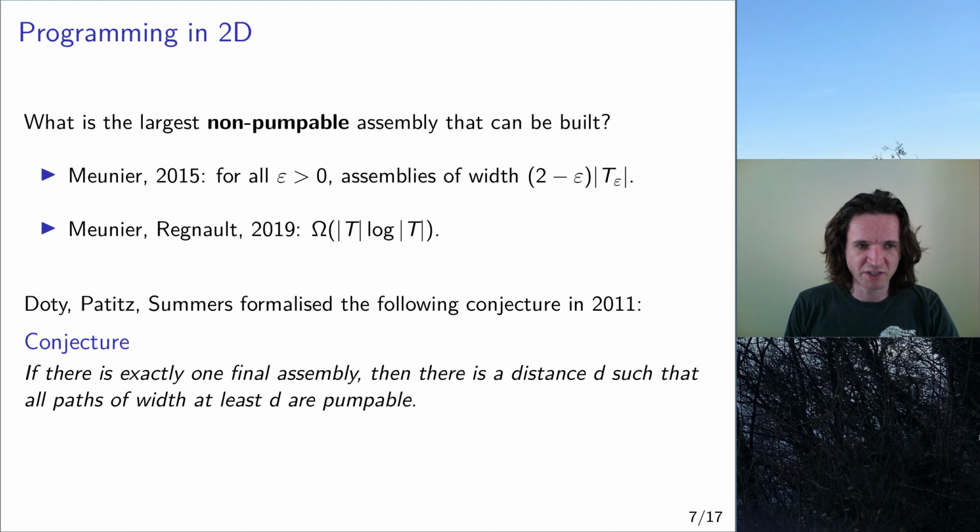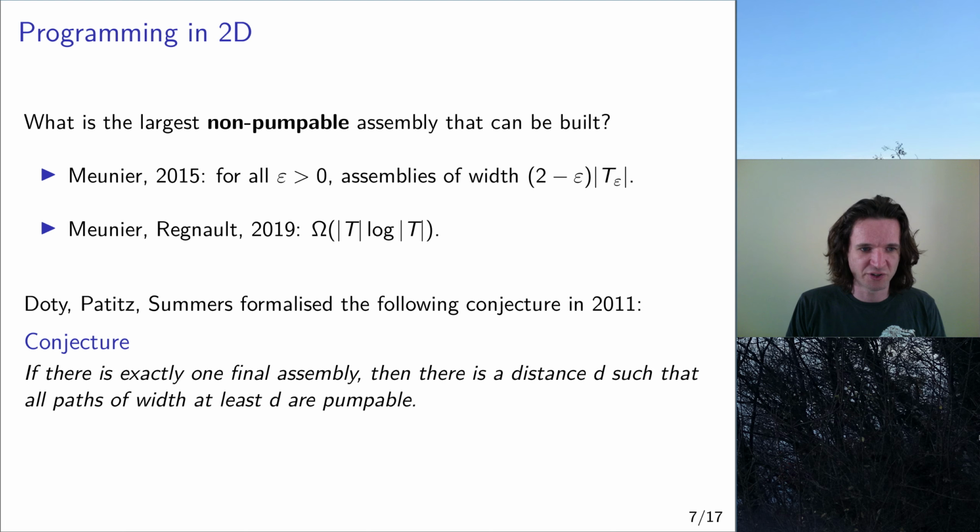Well, this question is actually quite important if we ever are to build binary counters or Turing machines, because these two examples can go too far: binary counters can build assemblies of exponential size, and Turing machines can build assemblies of unbounded size. So before trying to even build such cool constructions, can we build large assemblies without running into the issue of pumping? Well, Doty, Patitz, and Summers conjectured in 2011 that actually no, we can't.